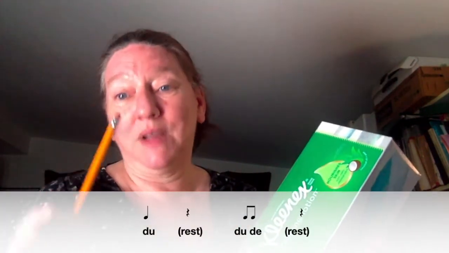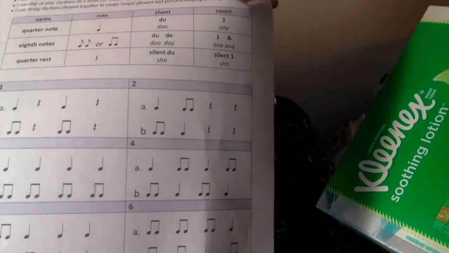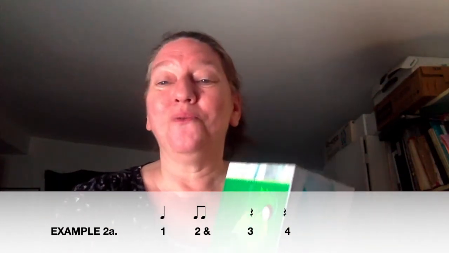Do, do day. And you would also count the rest. Do, do day. So in this next example, remember, I'm looking at my resource that is online with that. And if you can't see it there, it's right here. I'm on number 2A. 2A is a quarter note and two eighth notes, and then I'm going to have two rests. Okay? Ready, set, go. One.